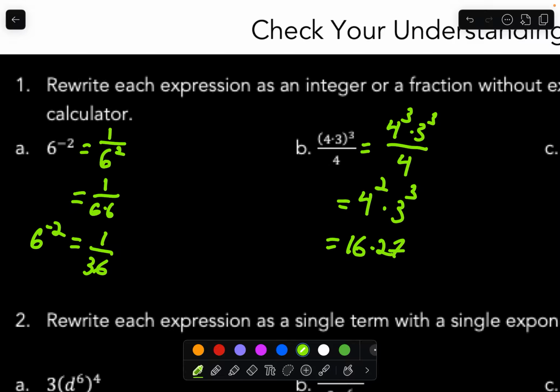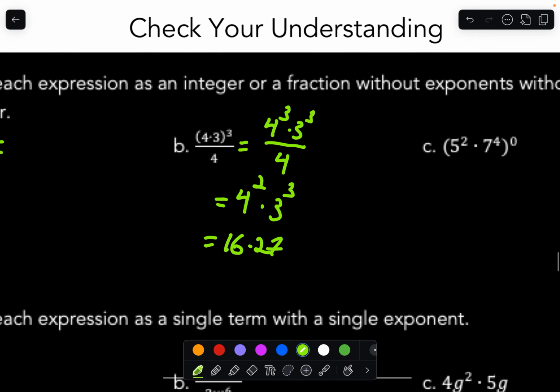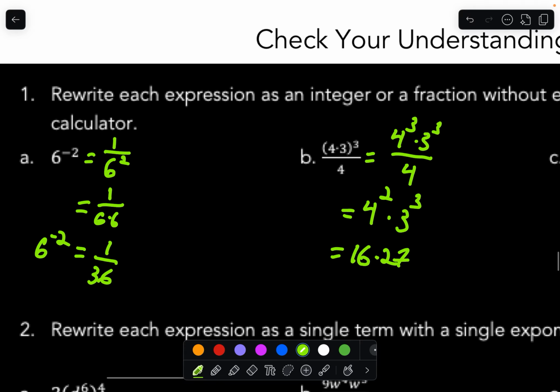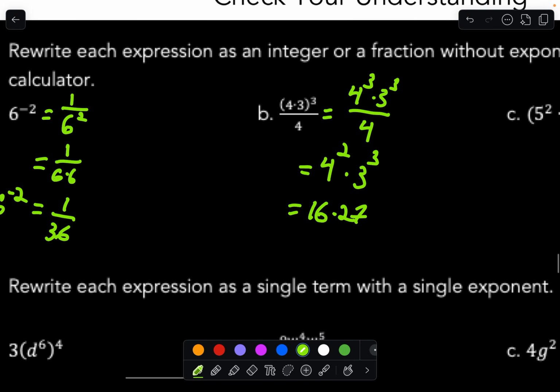I'll do this in my head. I'm not really, because I'm not that smart. 16 times 27. I carry the 2, 3. Okay, so it's 432. So as a fraction without exponents, without a calculator. So this becomes, okay, I see. So 16 times 27 is equal numerically to 432.